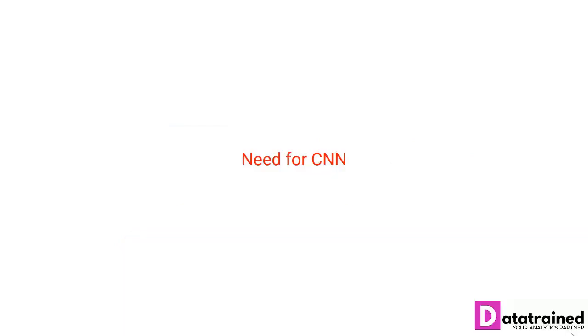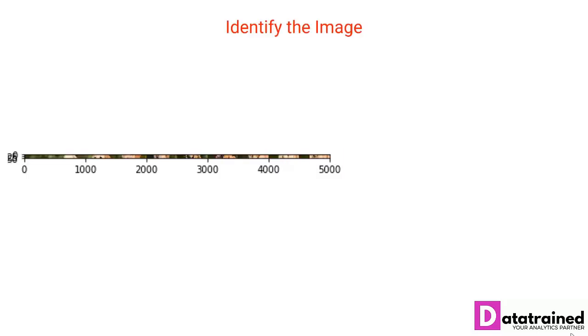Hi, welcome back. In this video, we'll be talking about CNNs, also known as convolutional neural networks, a type of neural networks which have proved extremely good at different types of image problems. Let's get started. Have a look at this image. Can you identify what's in the image?